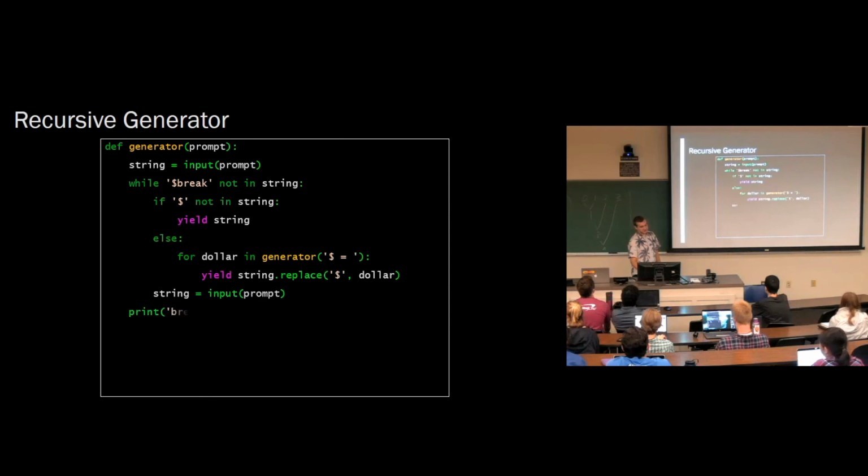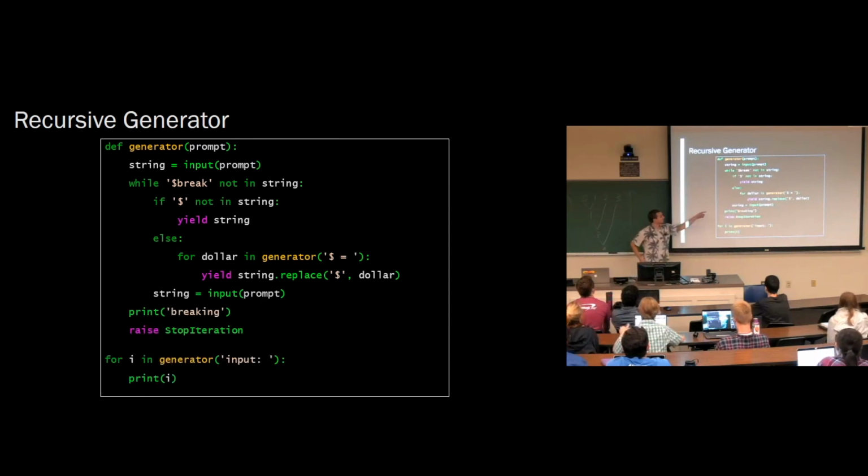So here's the code. This is that program. While we're not breaking and dollar sign is in the string, for each substitution of that dollar sign, yield the string but replace the dollar with that substitution. And this is recursive. We've got a generator function that yields, which then calls the generator function. This is how we get an arbitrary number of layers of dollar sign substitution.